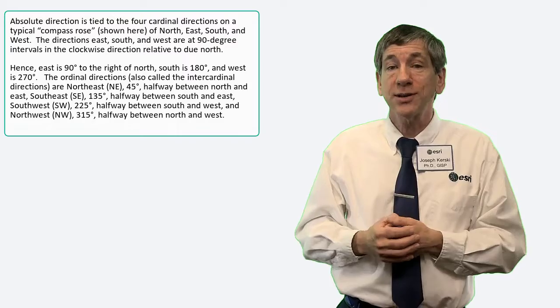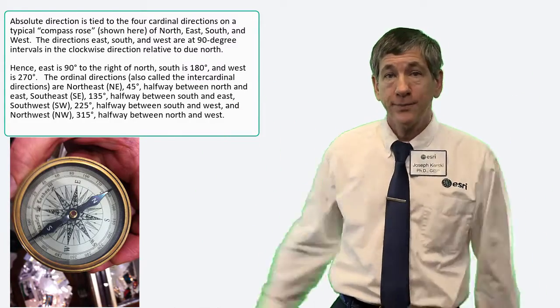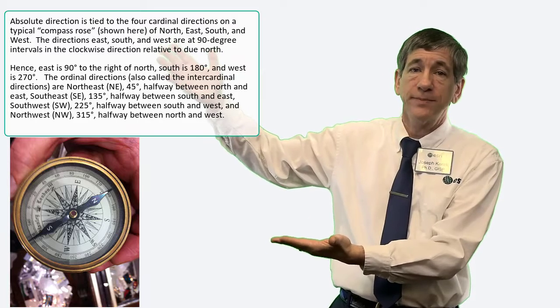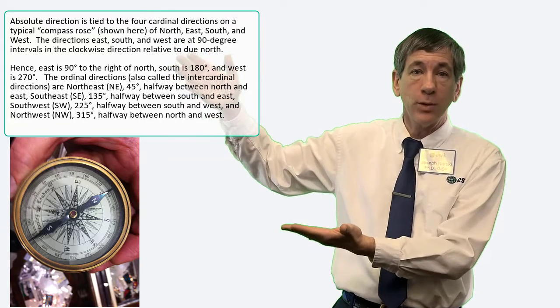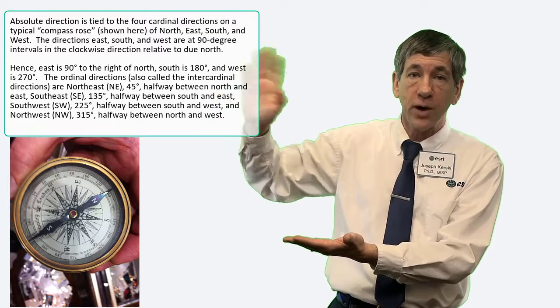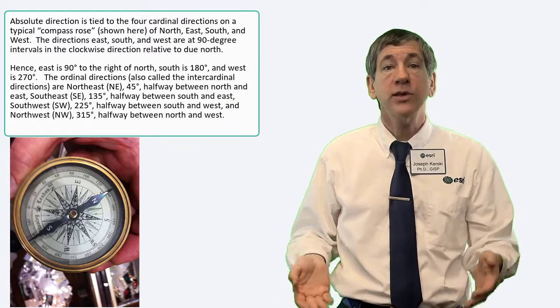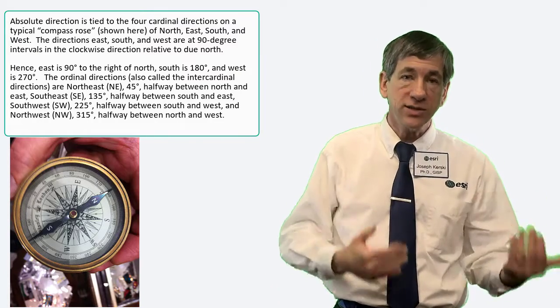Absolute direction is tied to the four cardinal directions on a typical compass rose: north, east, south, and west. The directions east, south, and west are at 90-degree intervals in the clockwise direction from due north. Hence, east is 90 degrees to the right of north, south is 180 degrees, and west is 270 degrees.